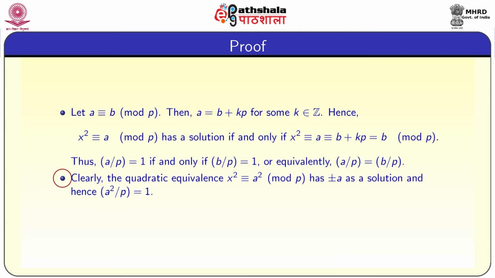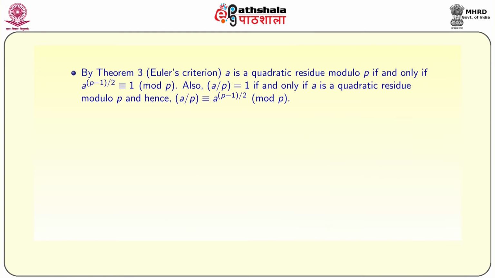Clearly, the equation x² ≡ a² mod p has a solution ±a. So (a²/p) is always equal to 1. Now, by Euler's criterion, theorem 3 which we proved earlier, a is a quadratic residue modulo p if and only if a^((p-1)/2) is congruent to 1 mod p. Also, (a/p) is 1 if and only if a is a quadratic residue modulo p. Hence, we have that the Legendre symbol (a/p) is congruent to a^((p-1)/2) modulo p. Now, the other parts follow from the previous statement.